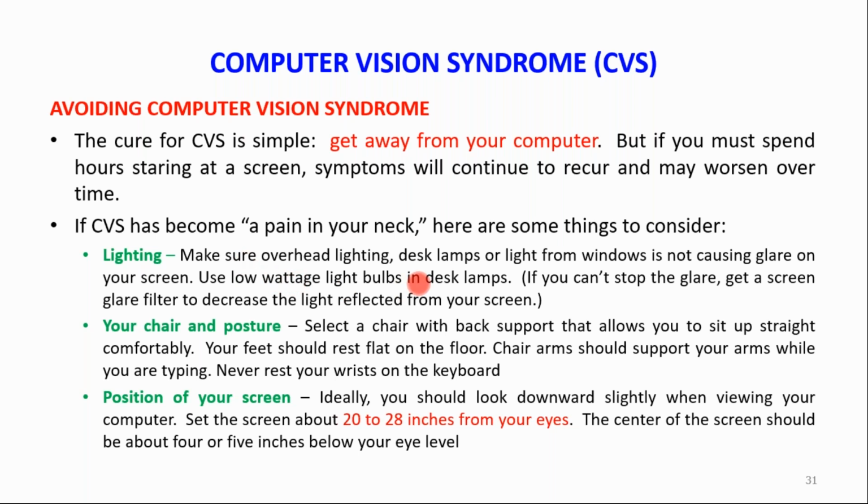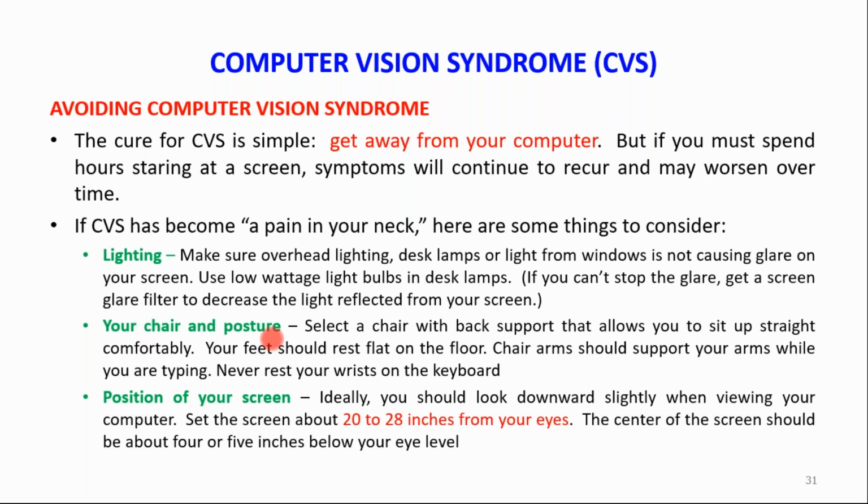Use low wattage light bulbs in desk lamps, and if you can't stop the glare, get a screen glare filter to decrease the light reflected from your screen. So if you don't have the facilities to avoid desk lamps or higher wattage lamps, or the facility for overhead lighting, then you can opt for the screen glare filter to decrease the reflection from your screen, right? So lighting is one of the parameters to avoid this CVS.